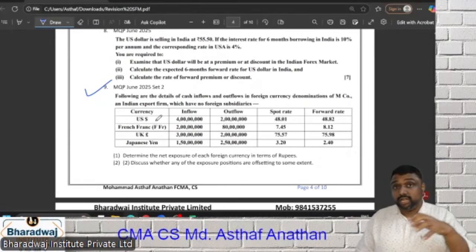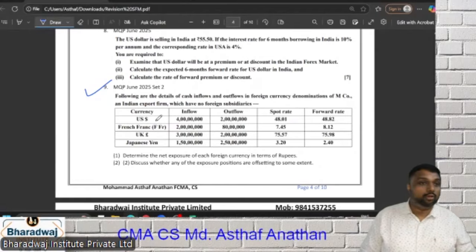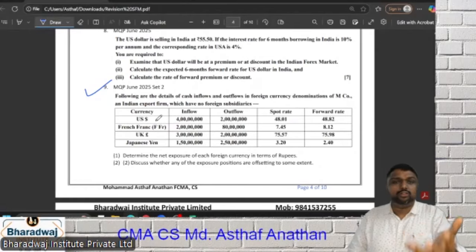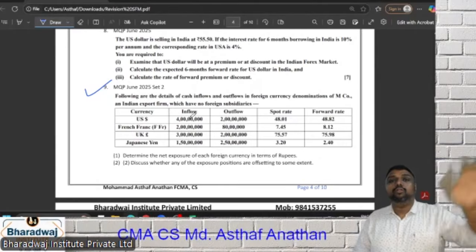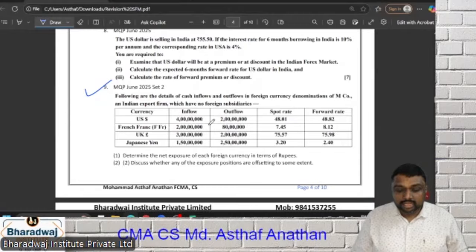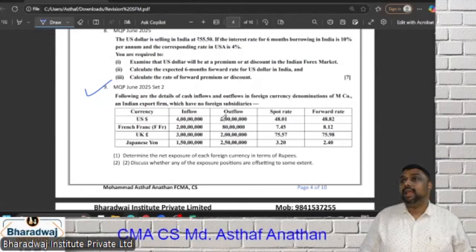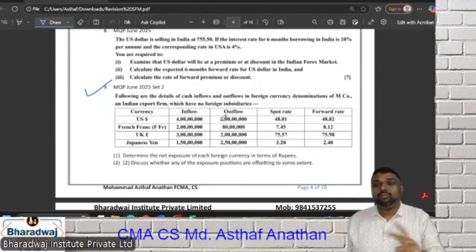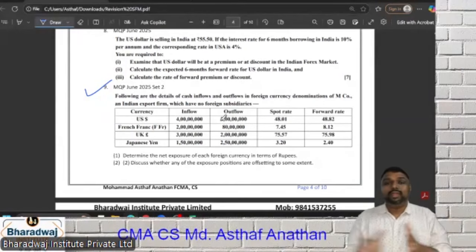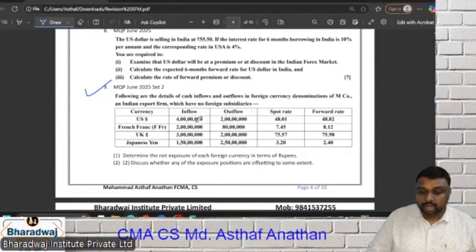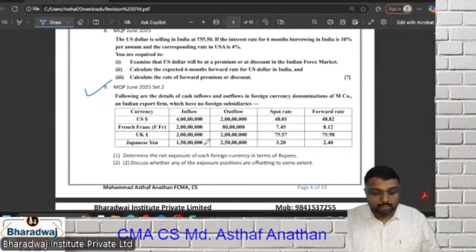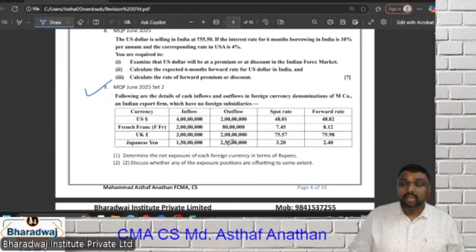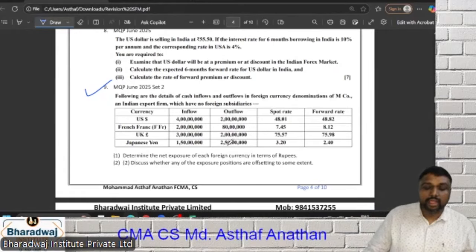See, this is also MQP Set 2. I'm not solving it because it's a general question, you can do it very fast. I'm telling the answer also. Once this is done, you will understand the concept of netting. See, you have a 40 lakh inflow, 20 lakh outflow. So what will you do? You make the netting of inflow and outflow. So your net liability will be 4 minus 2, it will be 2 crore. Similarly, 3 minus 2 is 1.2, and 1.5 minus 2.5, so you will get 1.5. This kind of exposure you can get.